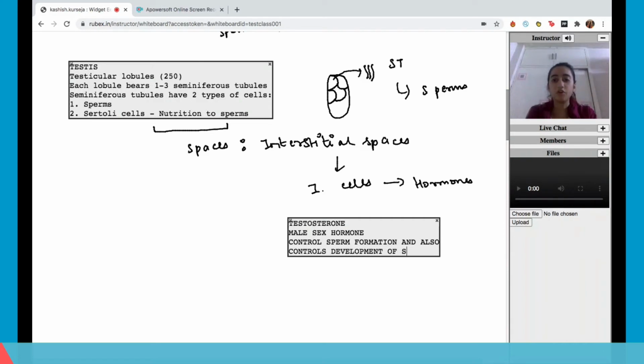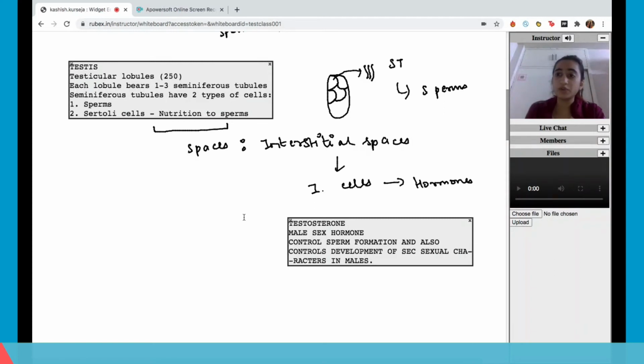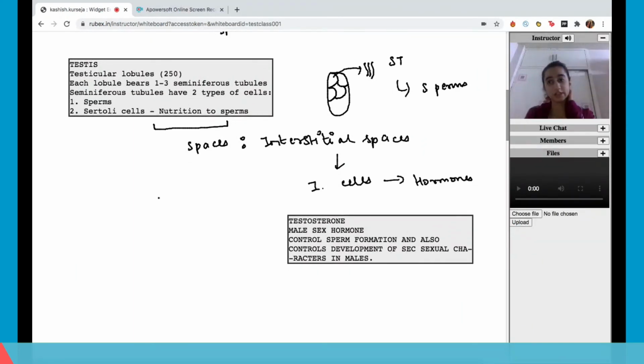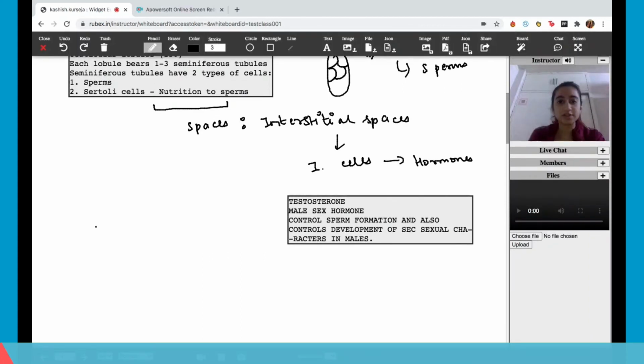It is also going to control development of secondary sexual characters in males. So testosterone plays a dual role, and not just testosterone, other male sex hormones are also being produced in the same portion by the interstitial cells present here.